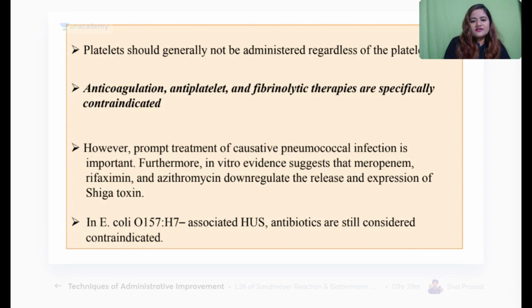ठीक है. Platelet should generally not be given. You don't have to give platelet transfusion for thrombocytopenia in HUS. ठीक है.